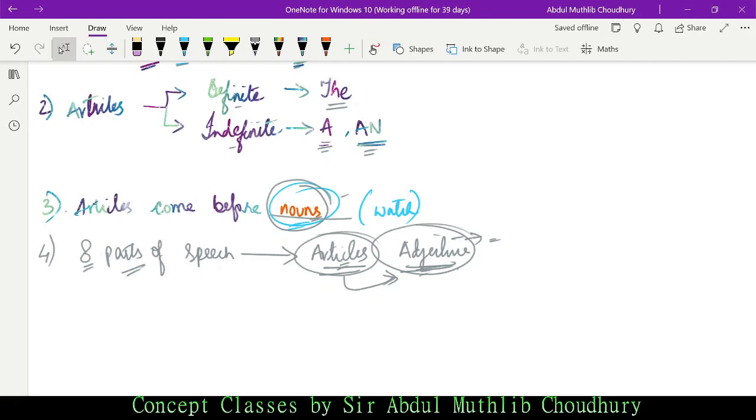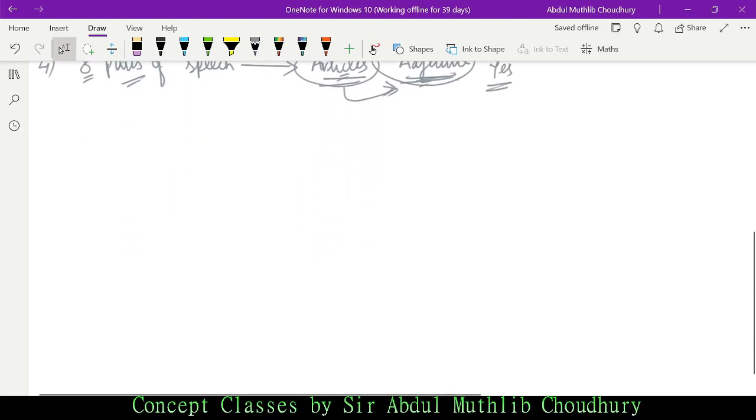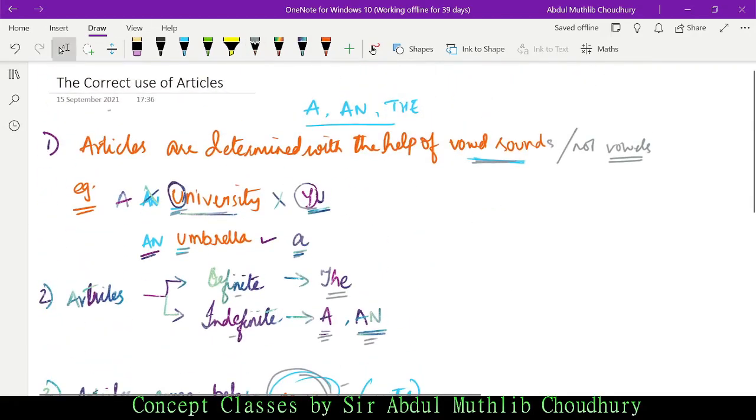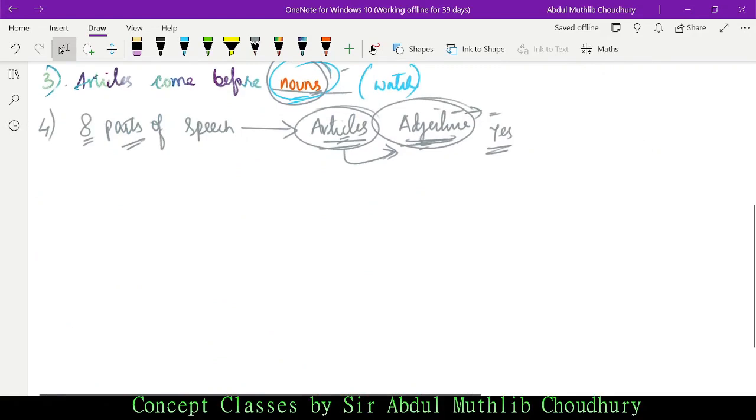So can I say articles are a part of adjectives? Yes, sir. Okay, now starting with the topic. What is our topic? We have the correct use of articles. Okay, chalo, let us start. So let me just change the color.